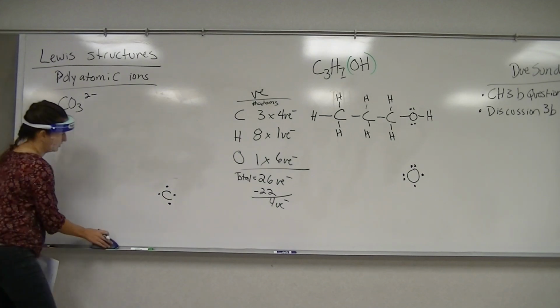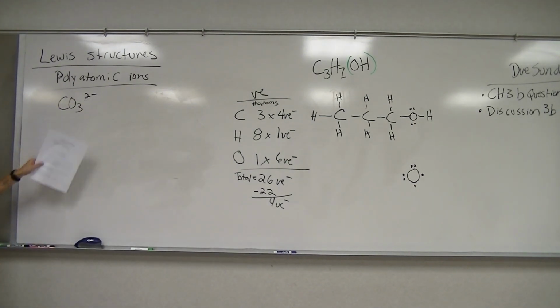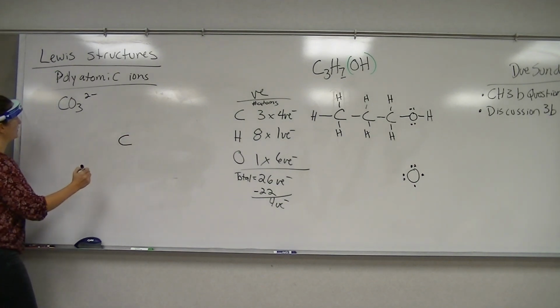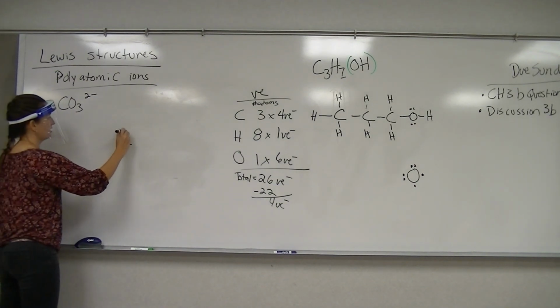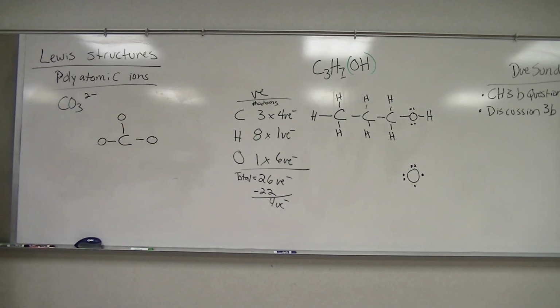So let's start with the structure like we've been doing. Who's central, carbon or oxygen? Carbon, it's usually the first one. So we have carbon, and then we have 3 oxygens around it. I would start with just single bonds, because you don't want to do a double or triple bond unless you have to. So this is my basic structure, but now I need to count the valence electrons. And this is the tricky part with ions, because this 2 minus is going to affect our count. We're going to have to take that into account at the end.